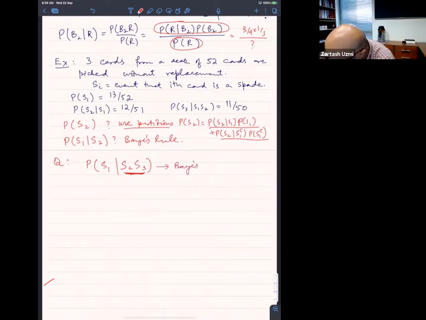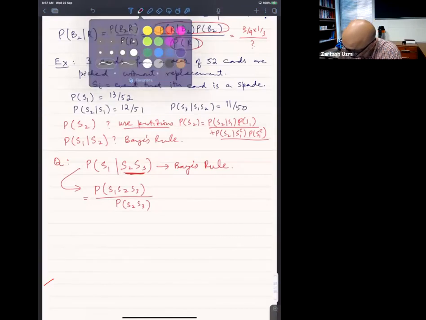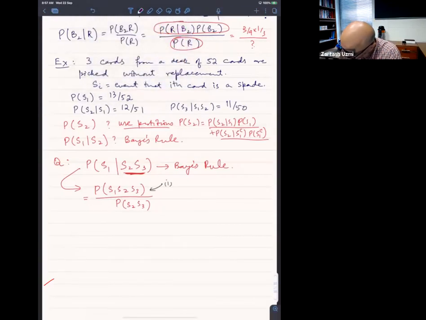but थोड़ा सा ये compounded हो जाएगा. Why? ये आपको बता देते हैं. यहाँ पे ये trick मालूम करते हैं. So this would be equal to probability of S1, S2, S3 divided by probability of S2, S3. सबसे पहले ये मालूम करते हैं. This is 1 and this is 2.